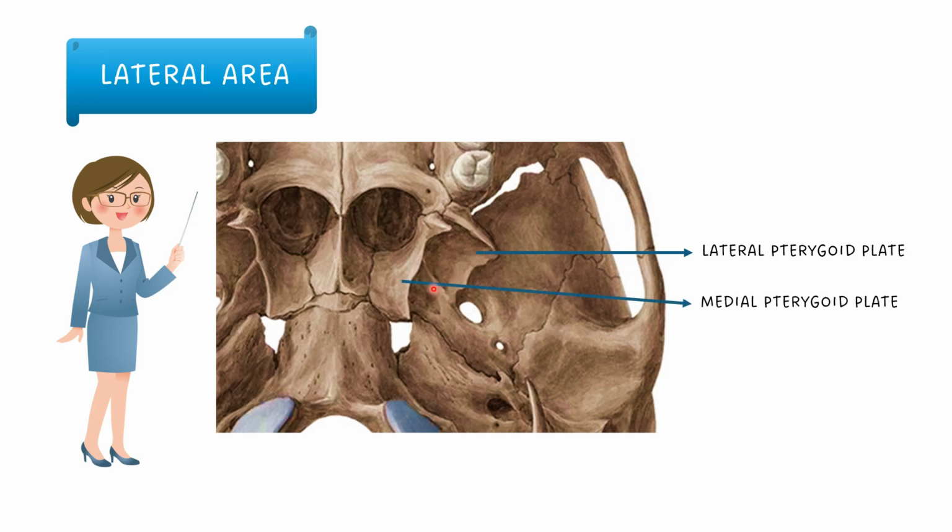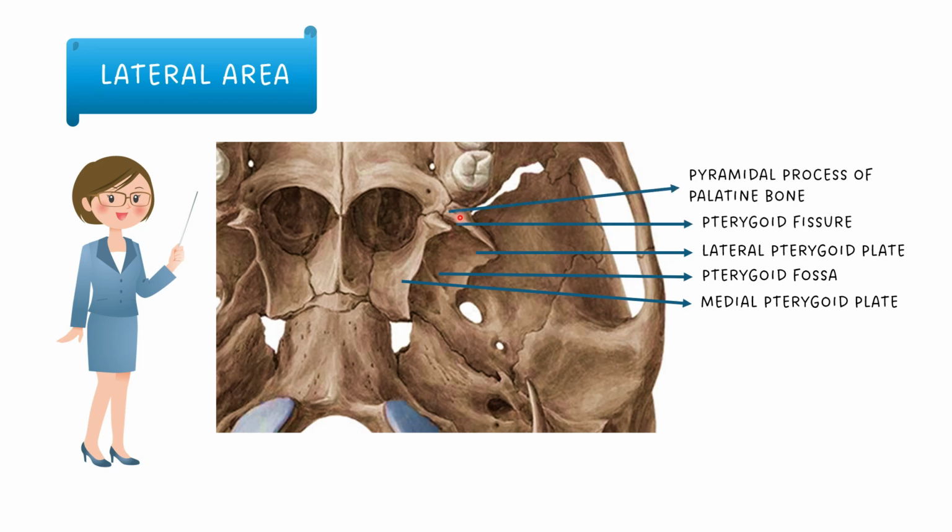The pterygoid plates unite anteriorly in the upper part to enclose a fossa called the pterygoid fossa. The lower ununited portions form a pterygoid fissure, which is filled by the pyramidal process of the palatine bone. The anterior surface of the pterygoid processes forms the posterior boundary of the pterygopalatine fossa.